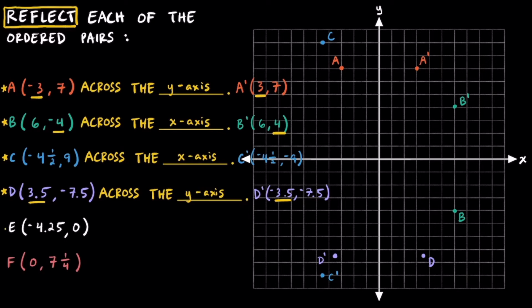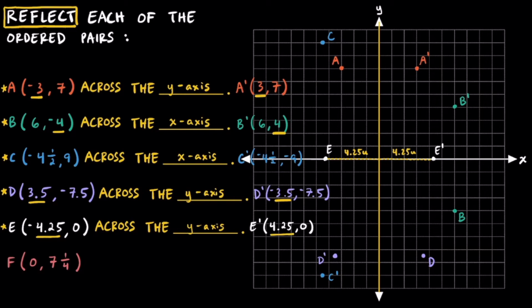Let's look at point E now. To plot it, we're going to start at the origin and move 4.25 units to the left, and then stay on the x-axis to plot this point. If we were going to reflect this across the y-axis, we're going to notice that point E is 4.25 units to the left of the y-axis, so E prime, or its reflection, needs to be 4.25 units to the right of the y-axis. E prime, or the reflection of E, is going to be located at +4.25, 0 on the x-axis as well. Notice how their y-coordinates are still the same, but their x-coordinates are opposites.